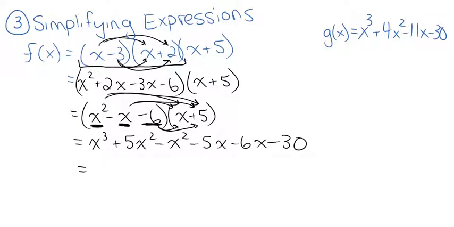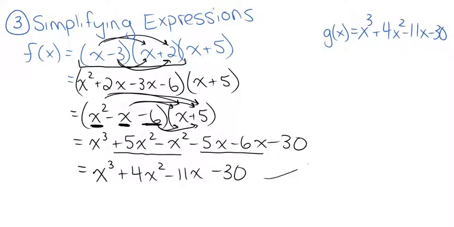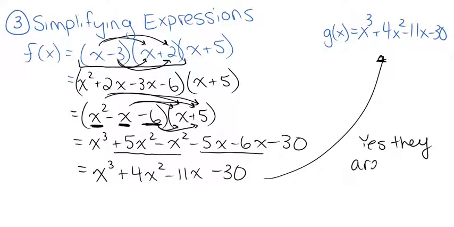Okay, and then I just collect like terms. So I get x cubed plus 4x squared, and these guys, negative 11x minus 30. And then I compare it to g of x, x cubed plus 4x squared minus 11x minus 30. Yes, they are equivalent.